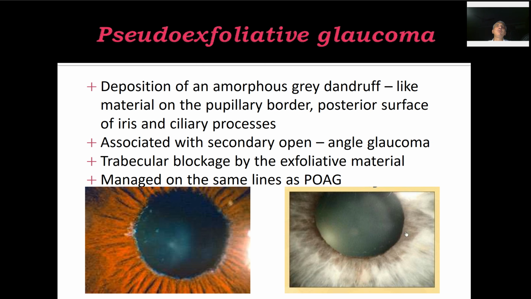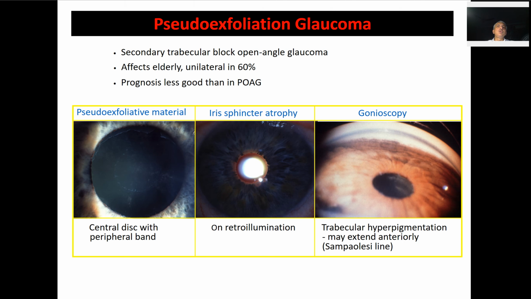Another important entity is pseudoexfoliation glaucoma. This is seen fairly commonly, especially in the older age group and especially in association with cataracts. You usually tend to pick it up when patients come in for their cataract surgery. There is deposition of amorphous gray dandruff-like material on the pupillary border, posterior surface of the iris and ciliary processes, associated with secondary open-angle glaucoma, trabecular blockage by exfoliative material, managed along the same lines as primary open-angle glaucoma.